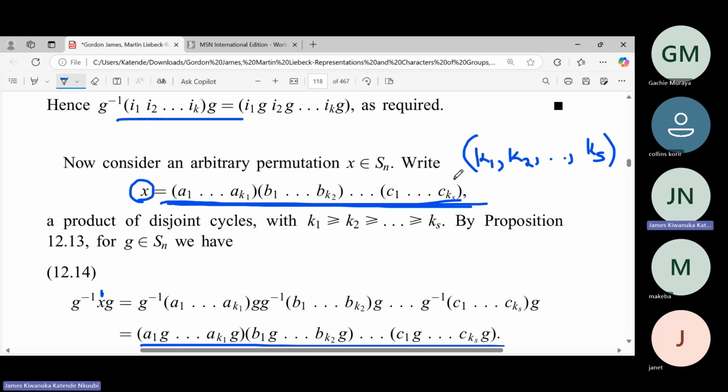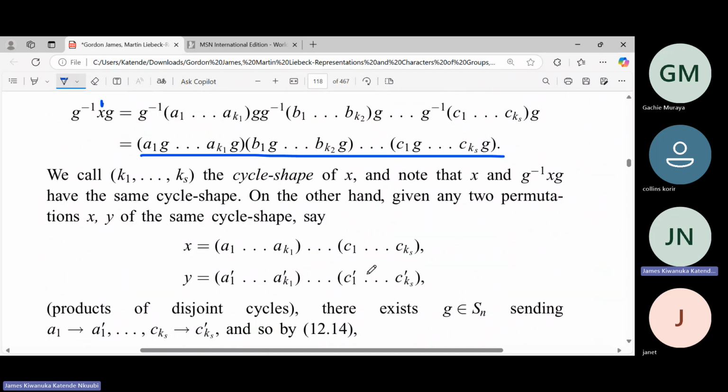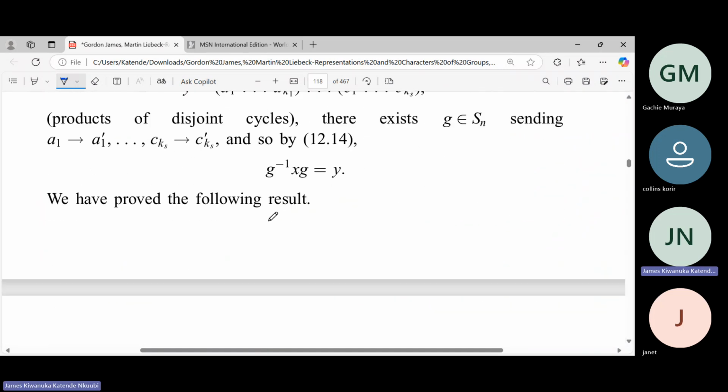permutation. So for instance, if we have a disjoint cycle like (1, 2, 3)(4, 5), the shape of this cycle will be 3, 2, and any permutation that is conjugate to this one will have the same shape. So that's the important thing we need to carry with us. I'll leave the details to you.